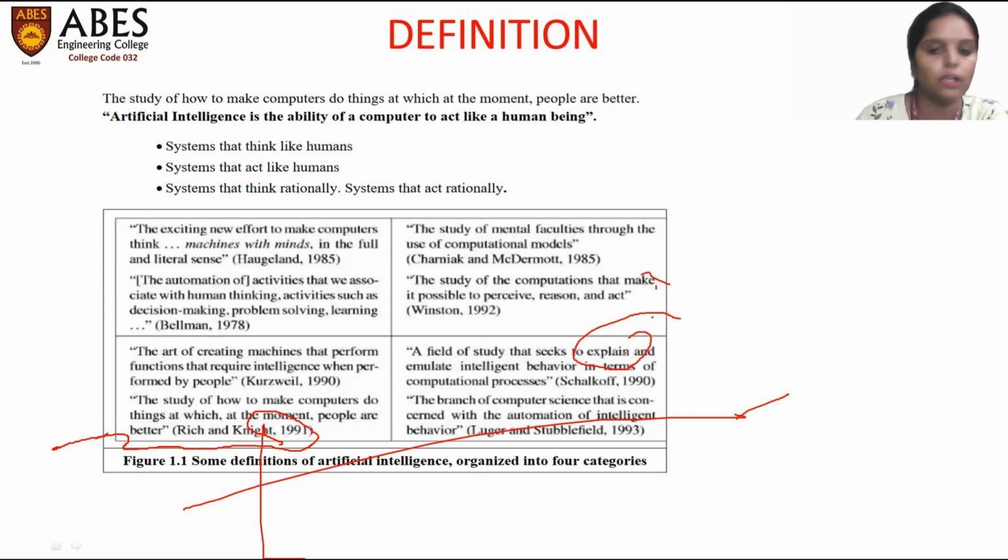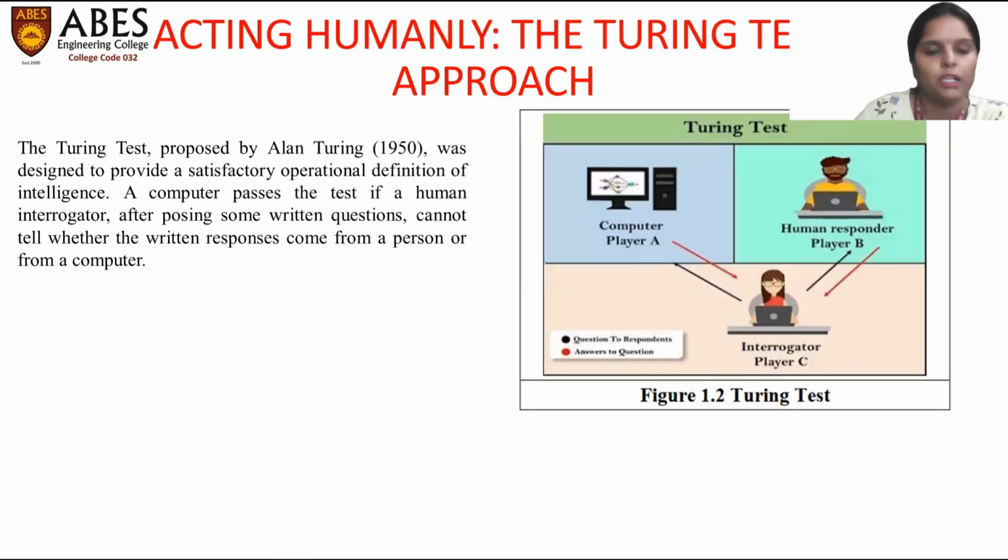That's all about artificial intelligence. By the definition, we get that a system or a machine or a robot can think like a human, act like a human, and think rationally. Now come to the next point, that is acting. We are saying that a machine can act like a human.